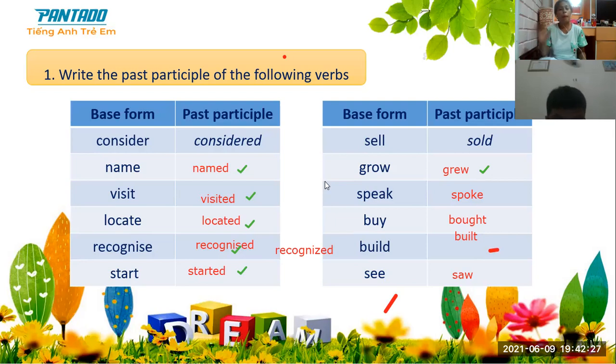Wait. Considered, considered. We're talking here about the past participle. That's past tense. Sorry. Visited, recognized, started, grew. Okay, this is grown. Wait for a while. Okay, Tab, just a minute. Wait, teacher, I will just drink water. I'm so thirsty. A minute. I will be back.